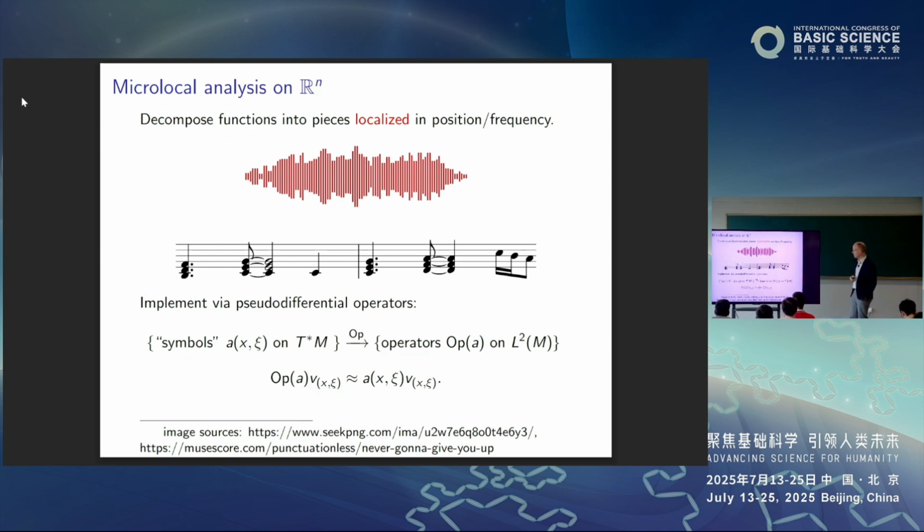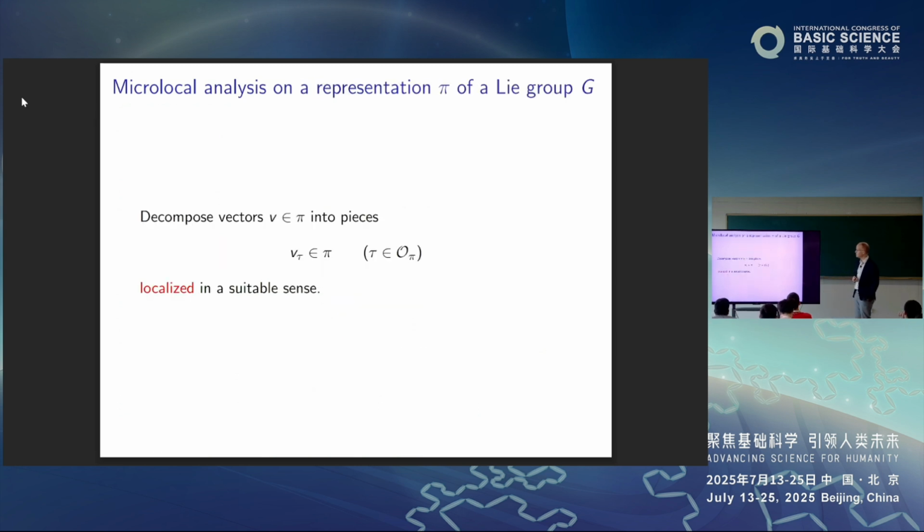Okay, so there's a philosophically kind of obvious analog of this picture that applies not for L2 of a manifold, but instead for a representation of a Lie group. So again, we'll have a Lie group G and a representation pi, and we'll think of microlocal analysis as a way of understanding general vectors in our representation. So here are things that I've called V.